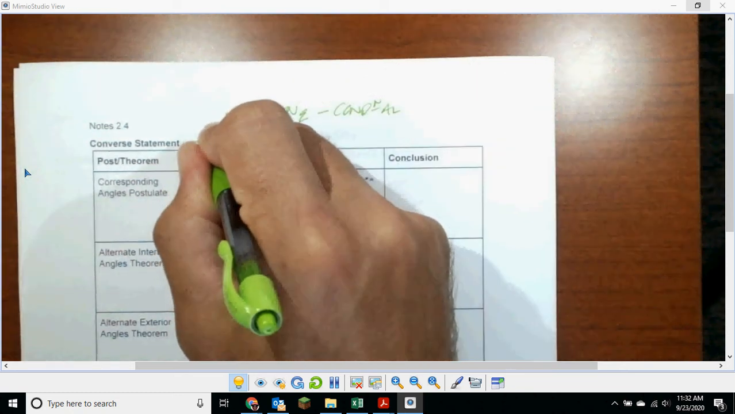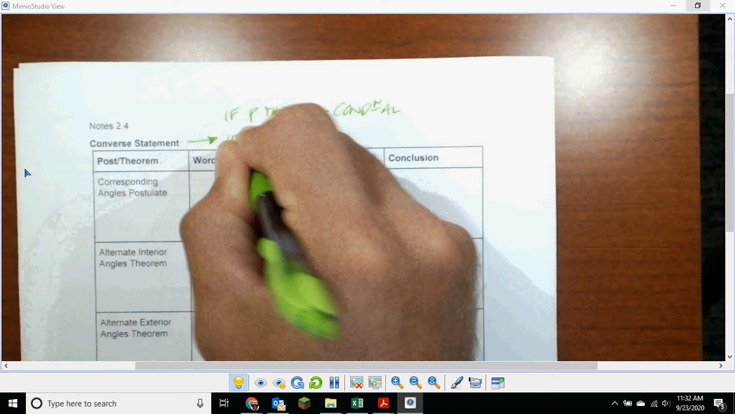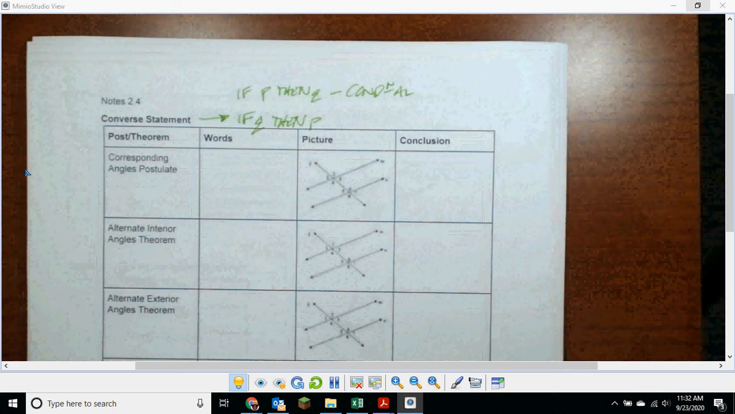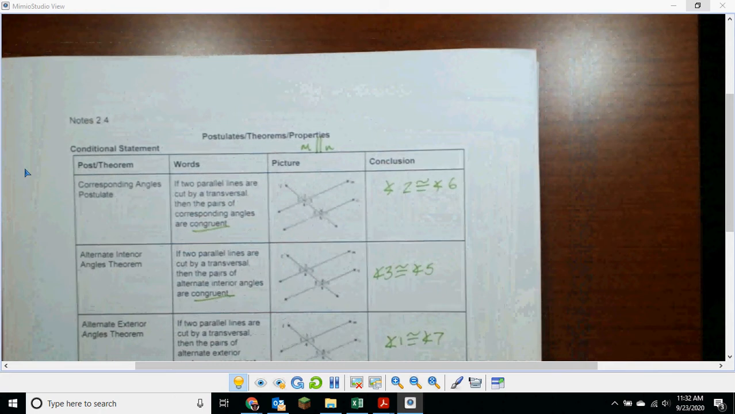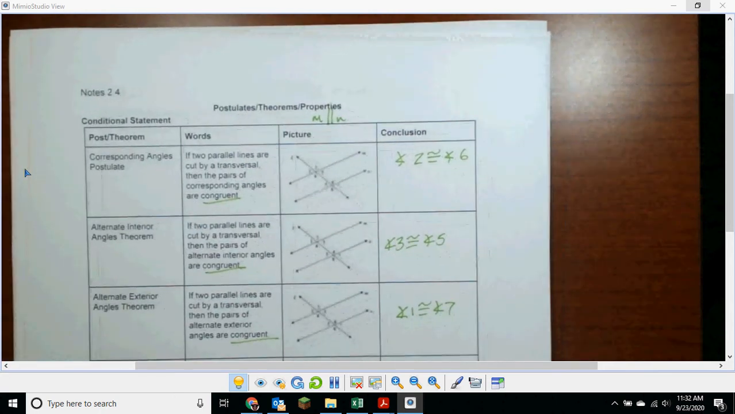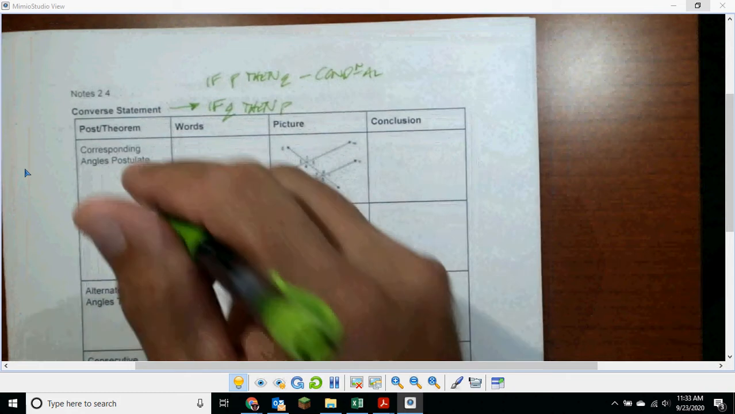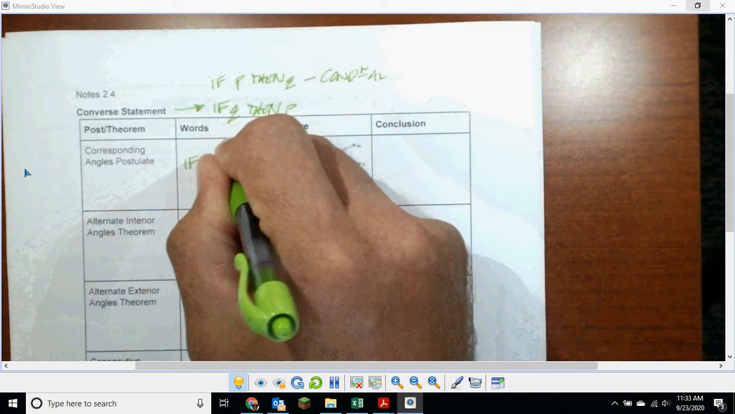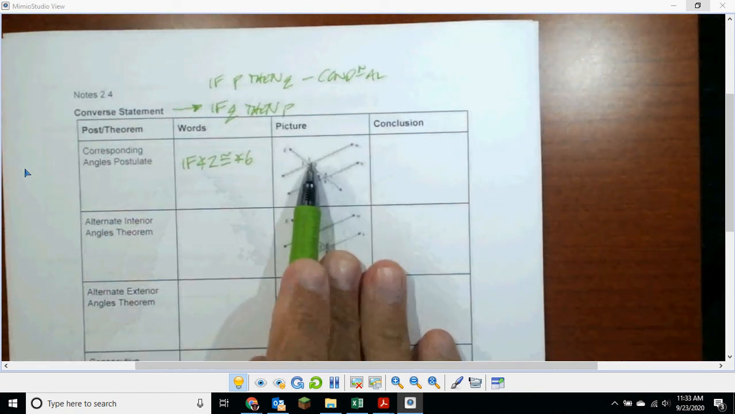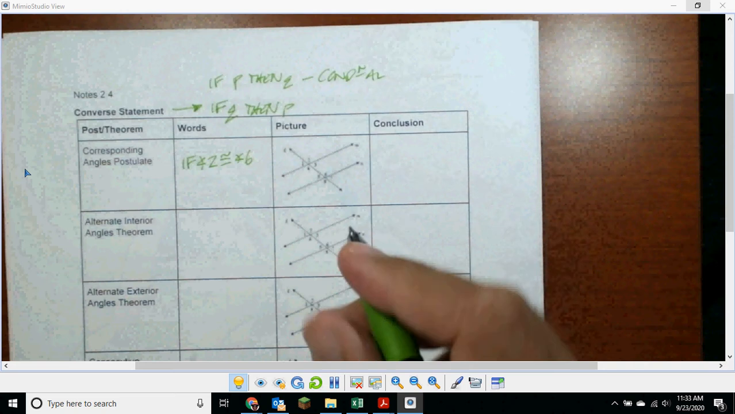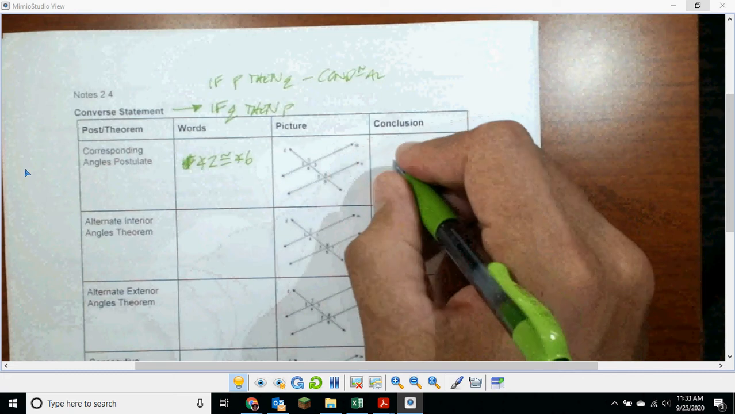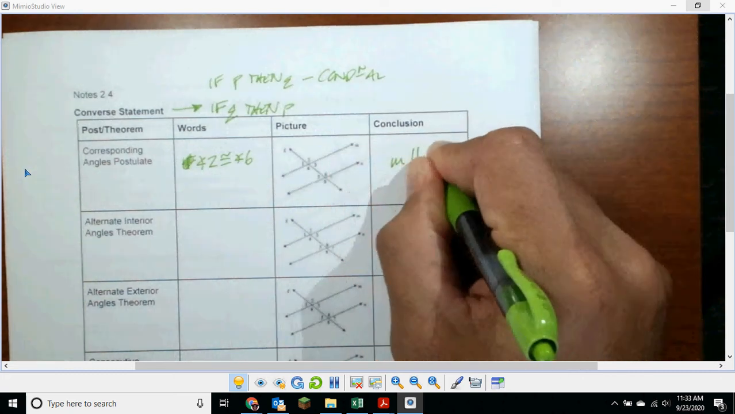Our converse is if Q then P. So on the last page, we said, hey, you know what? If parallel lines are cut by a transversal, then corresponding angles are congruent for our corresponding angles postulate. On this page, we're going to say if angle 2 is congruent to angle 6, then angle 2 and angle 6 are corresponding angles, then I can conclude that my conclusion is that M is parallel to N.